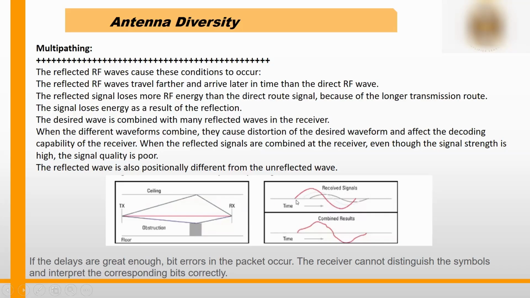And you can see the received signal will be like this. The combined result will be like this. The reflected RF waves cause this condition to occur. The desired wave is combined with many reflected waves in the receiver. The reflected wave is also positionally different from the unreflected wave. See, positionally different. Okay, why are they telling positionally different? Because it has been hit by an object and then it is reflected. Not all the radiation, but a few parts of the radiation get reflected. So it has the same frequency as this one.